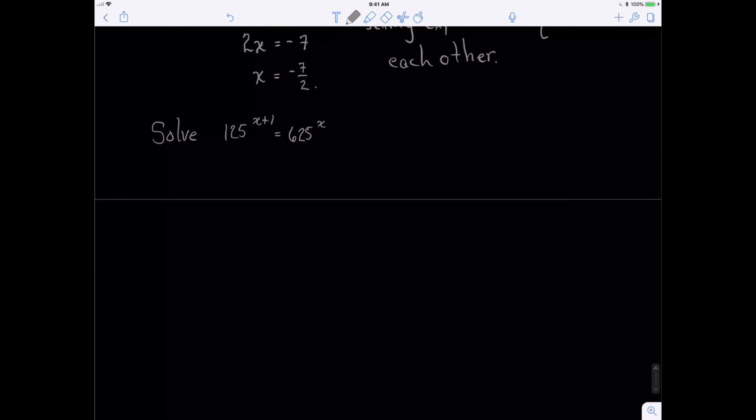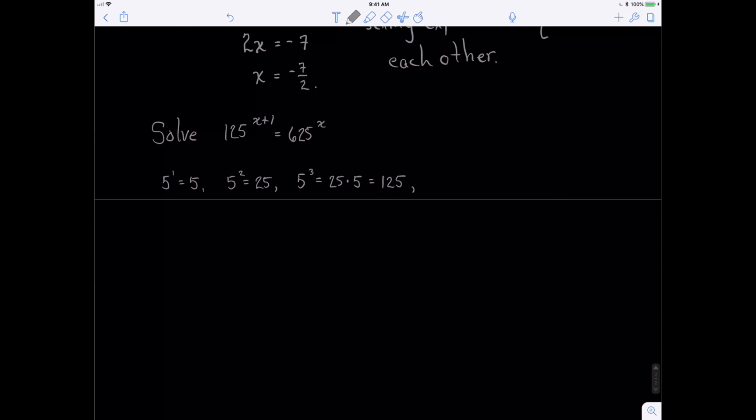They both end in 5, and the rule of 5s is if a number ends in 5 or 0, it's divisible by 5. So I wonder if we could write 125 and 625 in base 5. Let's check. 5 to the first is 5. If I take 5 and square it, I get 25. Let's try cubing that. 5 cubed takes the 25 that we have right before and multiplies it by 5 again. That's 125. Oh, there's our first match.